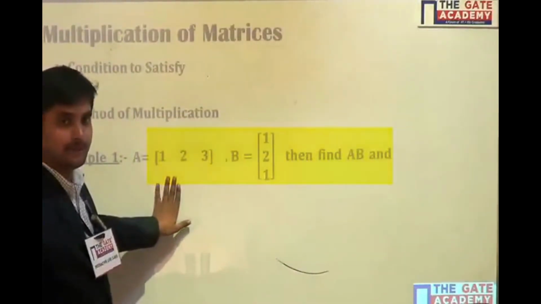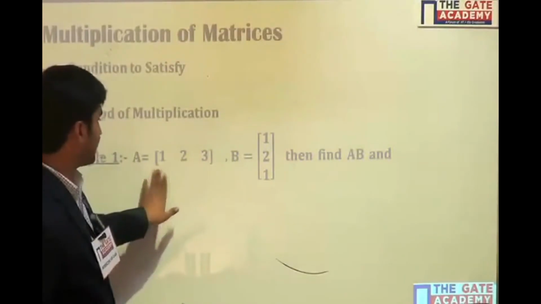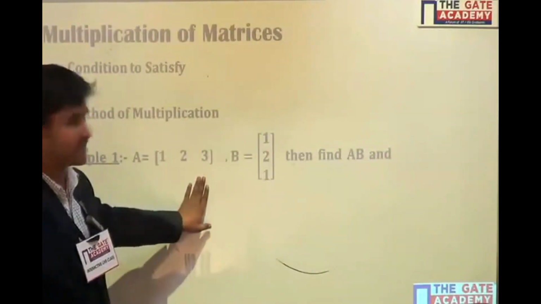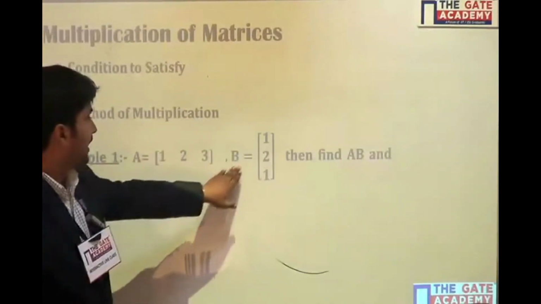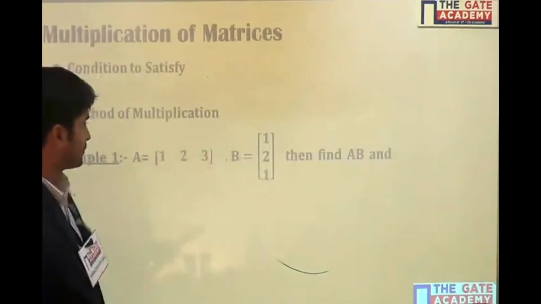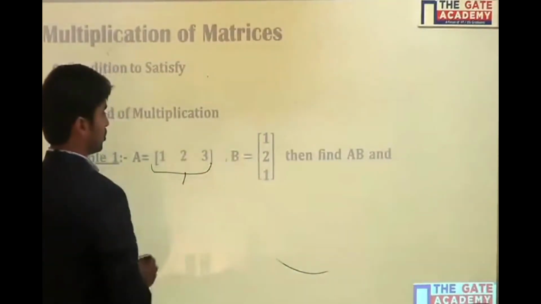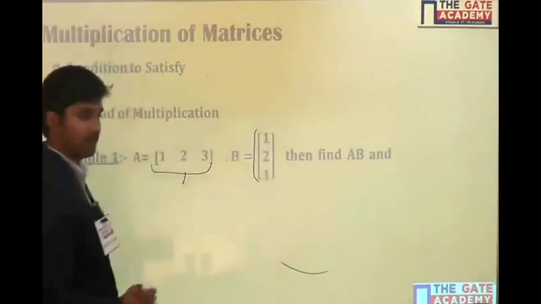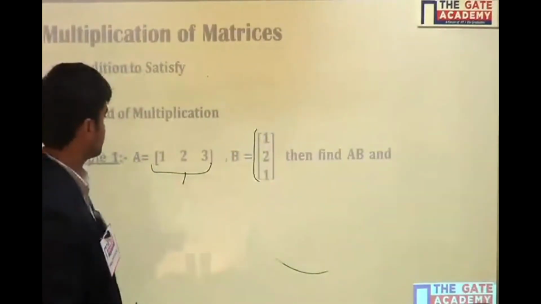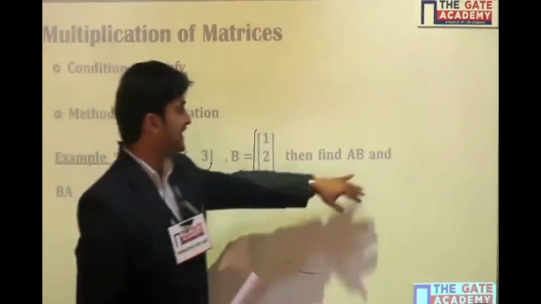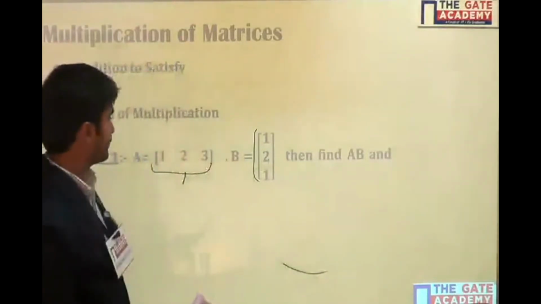Please note down the example. The value of A is equal to 1, 2, 3 and B is 1, 2, 1. This matrix is a row matrix because it has one row, and this matrix is a column matrix because it has one column. Now we have to find out both AB and BA.